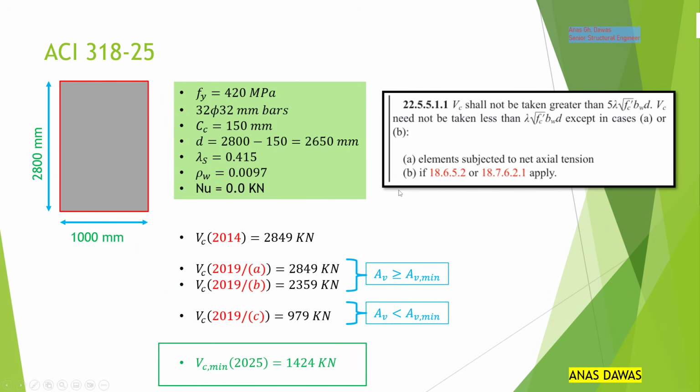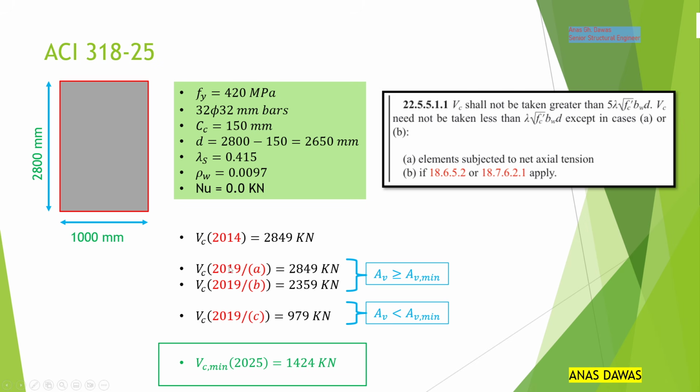Okay, I will give you an example to feel the numbers. For this section, assume that this is the yield strength, this is the cover, and this is the effective depth. If you need to calculate the size effect factor for this section as per the ACI code, it will be 0.415, and rho w, the steel ratio, is around 0.0097, and here we don't have axial tension. If you calculate the shear capacity of this section as per ACI 2014, you will get 2850 kilonewton.